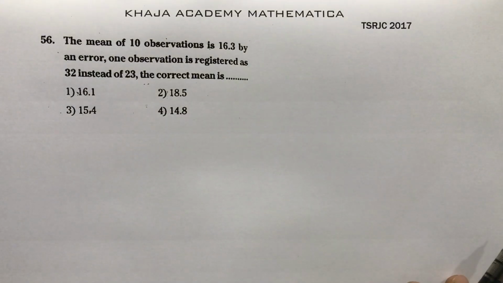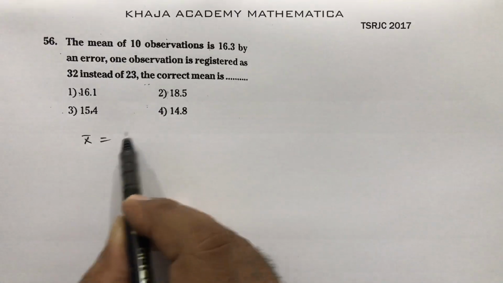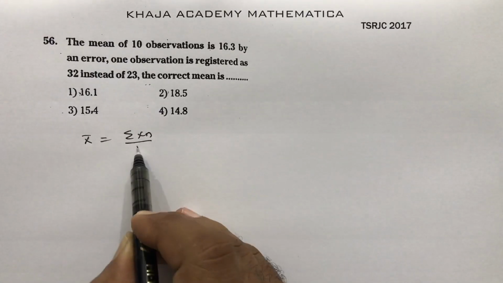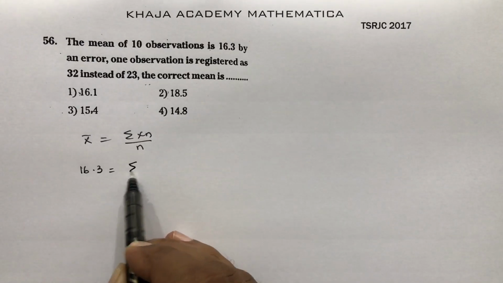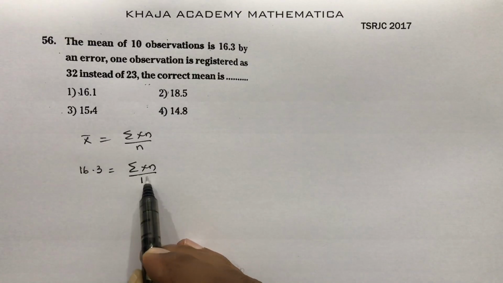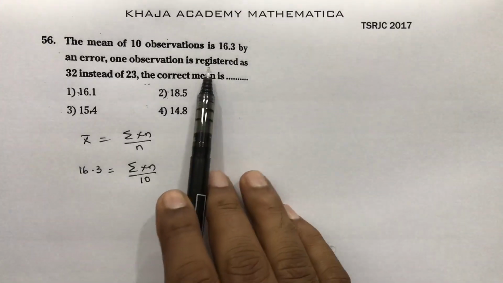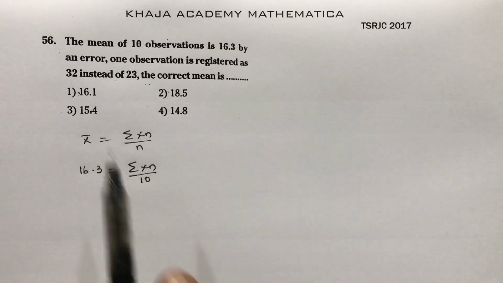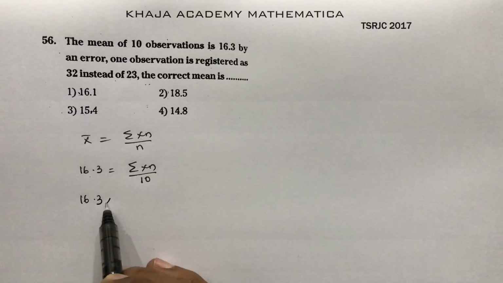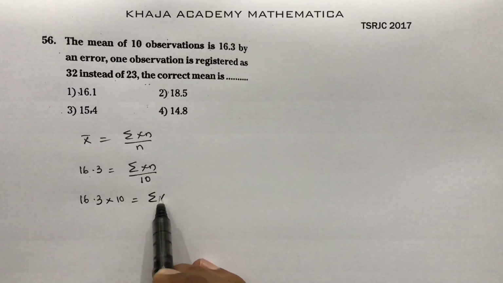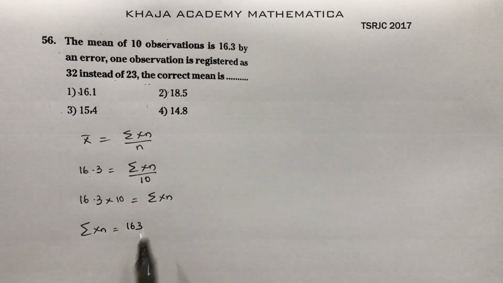The mean of 10 observations is 16.3. The mean formula is the sum of the observations by the number of observations. So the mean is 16.3, the sum of the observations, how many? 10 observations. By an error, one observation is registered as 32 instead of 23. First solve this one: 16.3 into 10 is the sum of the observations. So the sum of the observations is 163.